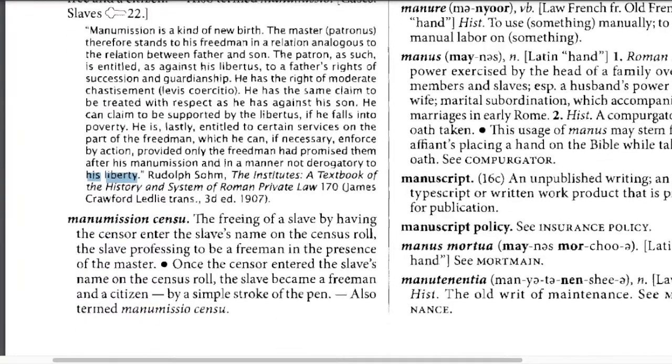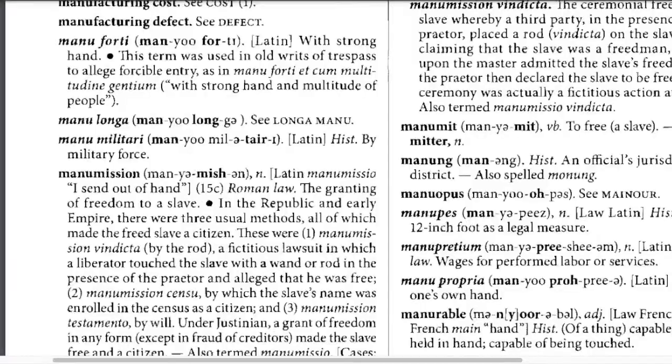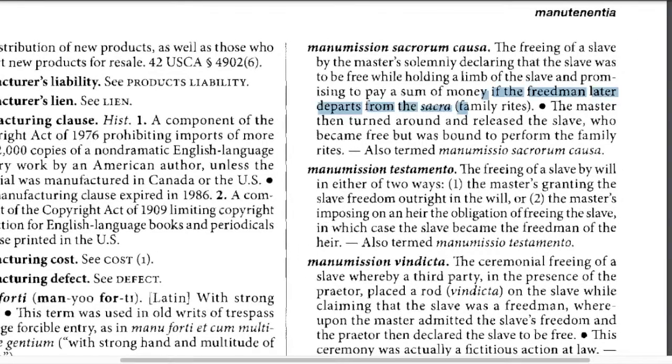So, there was something else in here about manumission. By the master's stroke of the pen, that's censu. But I know there was something else in here. Manumission by grasp of the limb.